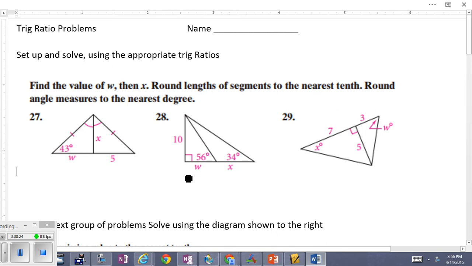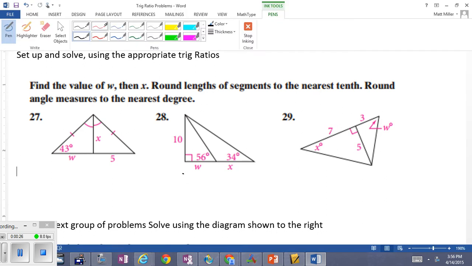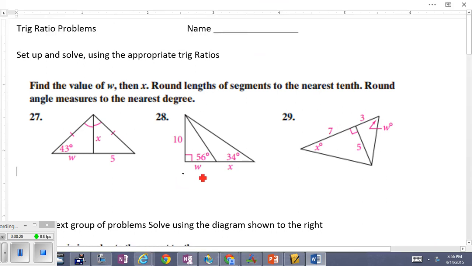All right. So in this one, I want to use a red pen. Okay, so can we find W? Yes, we can find W. Because you can recognize that 56 is given, and relative to 56, that's the adjacent and the hypotenuse. So we have that the tangent of 56 is equal to 10 over W.